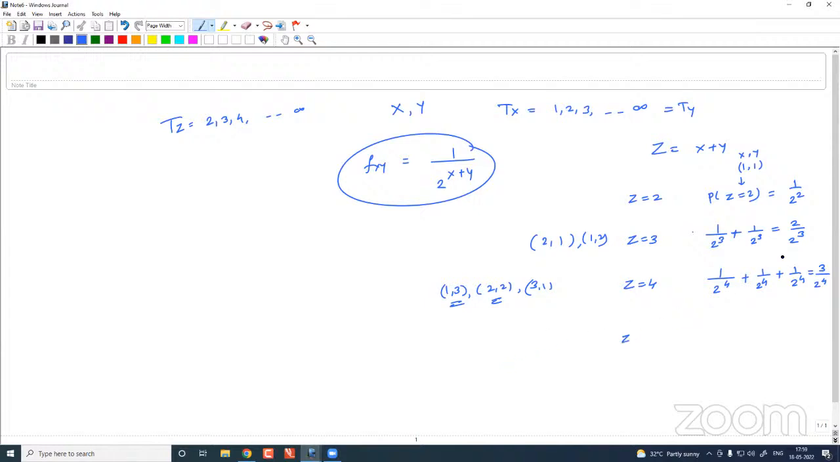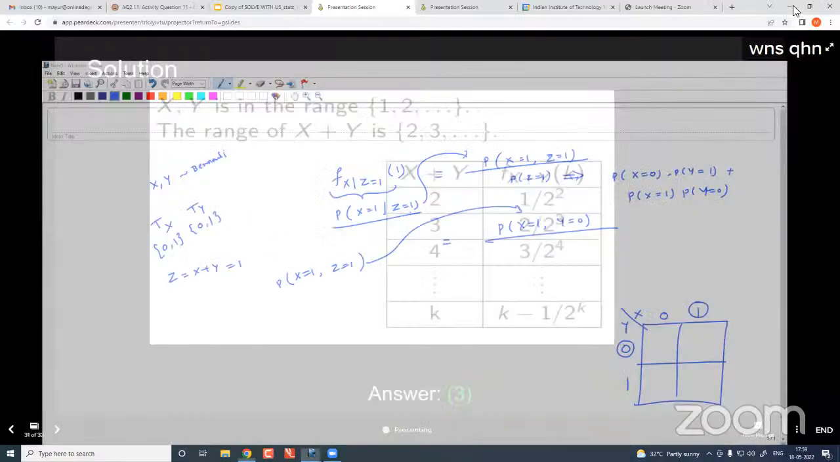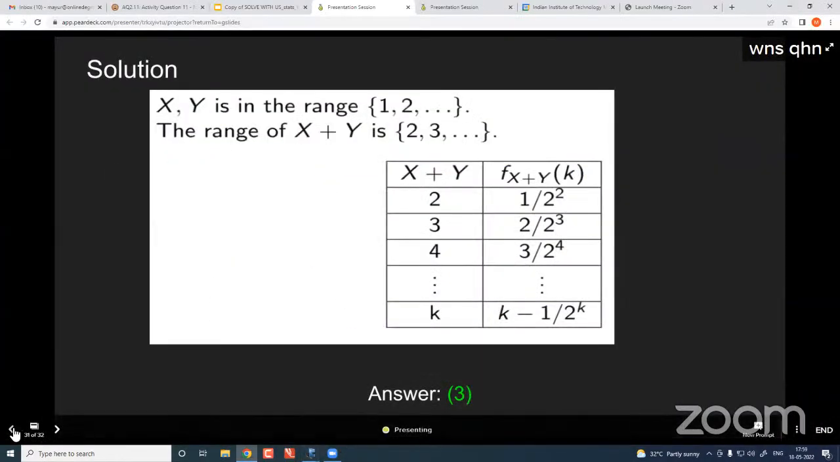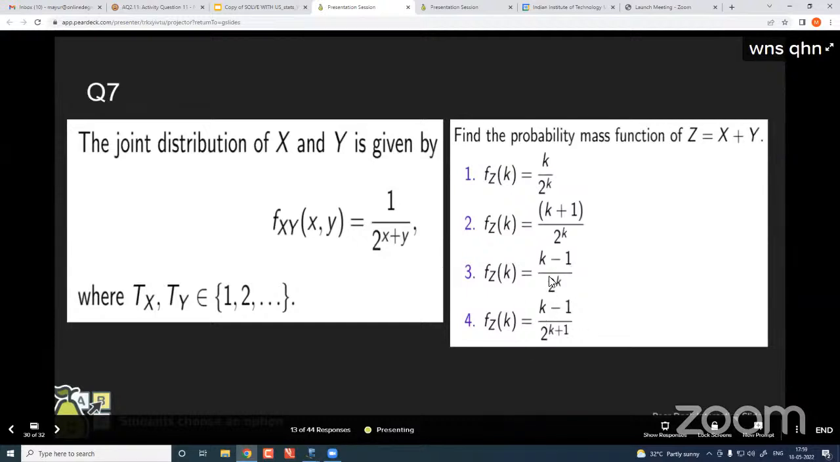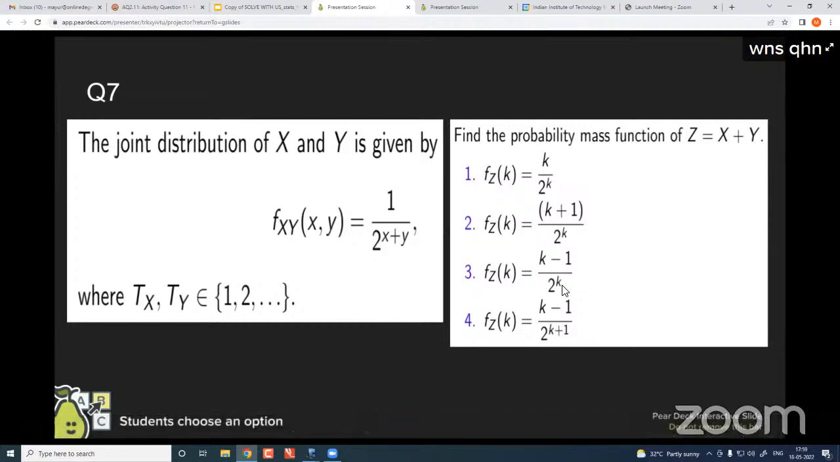So if you see the pattern, when z equals 2, this is 2 minus 1 upon 2 to the power 2. When z equals 3, it is 3 minus 2 in the numerator and in the denominator 2 to the power 3. So when z equals k, it will be k minus 1 upon 2 to the power k. That should be my probability. So that is the answer, Option C: k minus 1 upon 2 to the power k. Done? Understand? Yes, sir.